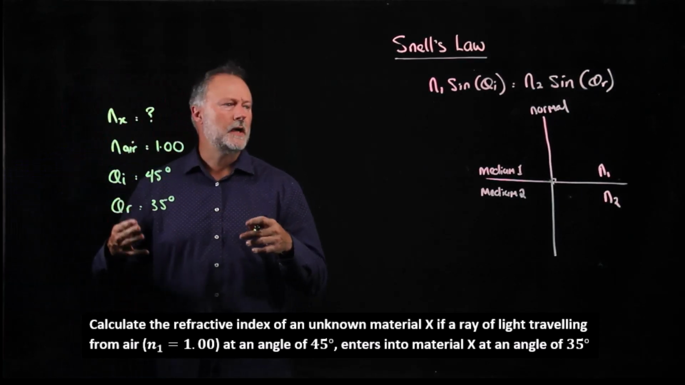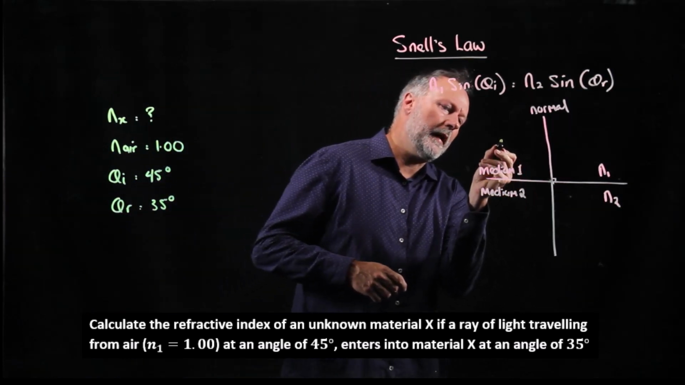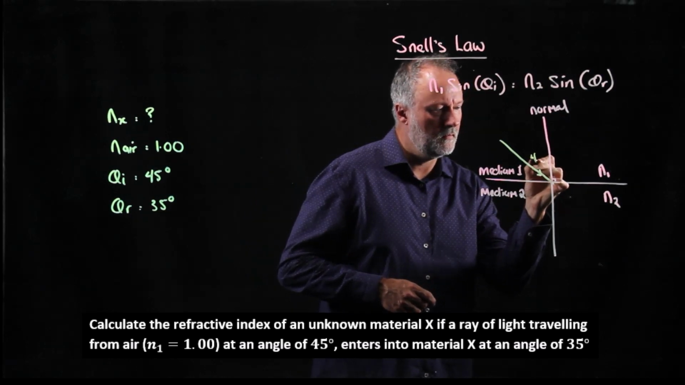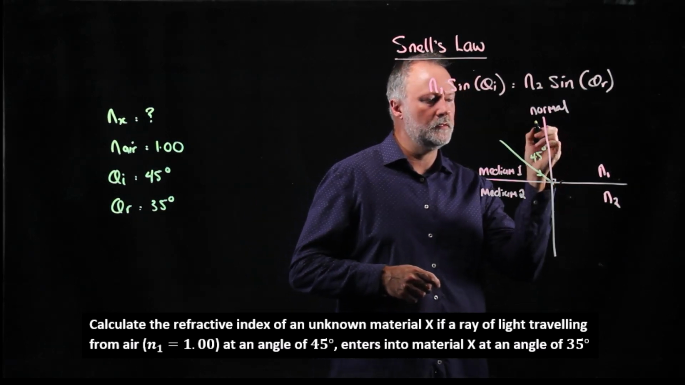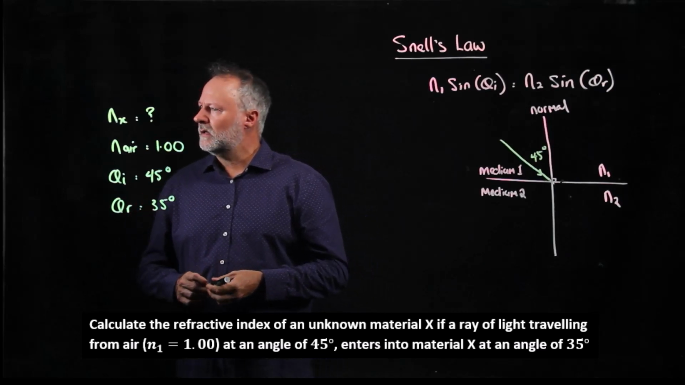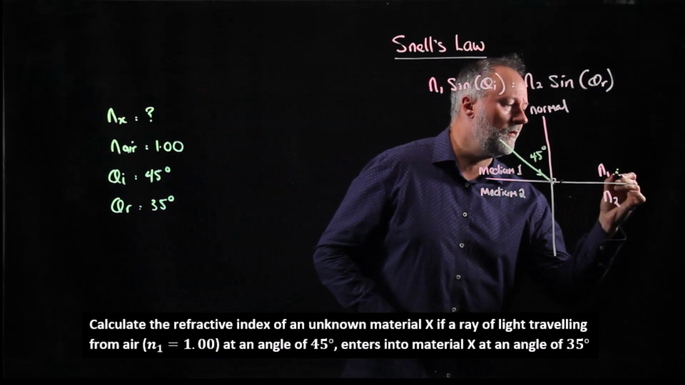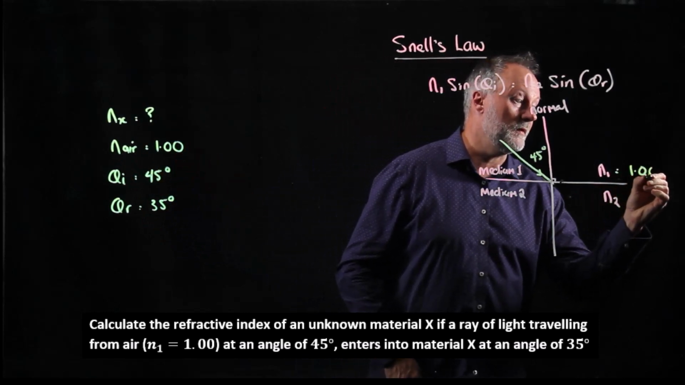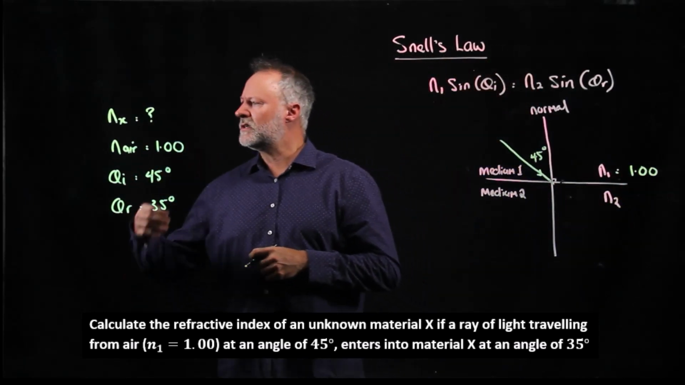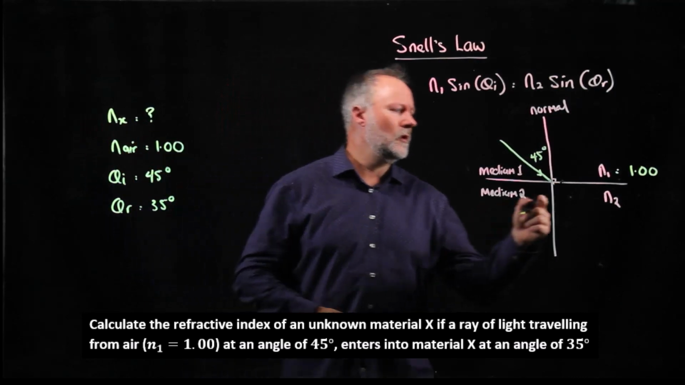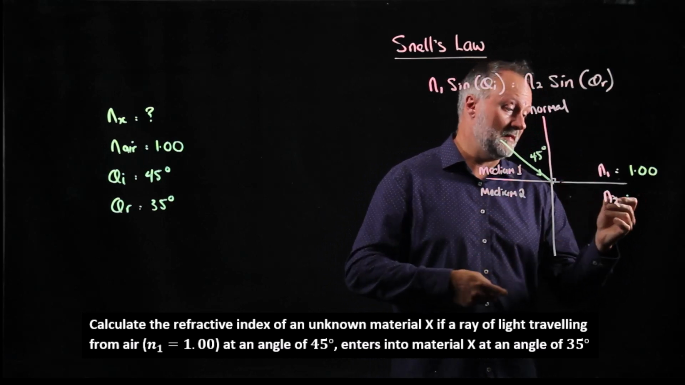Okay, so let's try and draw this up. We know that there's an angle of incidence of 45 degrees. The description states that light is travelling from air, so the first refractive index must be 1.00. It's going into air, and it also states that it's travelling to an unknown refractive index, so we don't know what it's travelling into. That's the second refractive index.